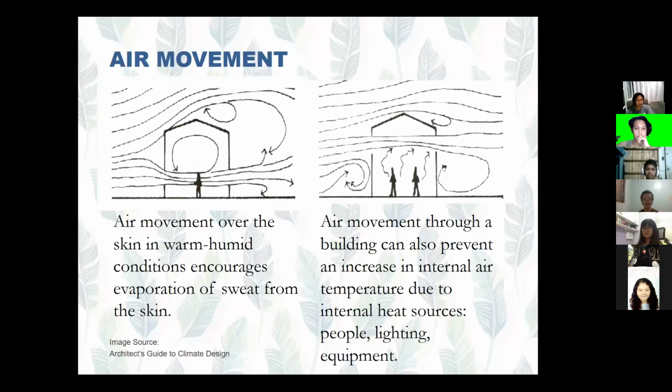So part of cross ventilation, okay? With cross ventilation, air movement over the skin in warm humid conditions encourages evaporation from the skin. Therefore, when you place an opening, make sure that it hits the person. You don't put openings up high, because if the air doesn't hit you, the evaporation of sweat isn't encouraged.